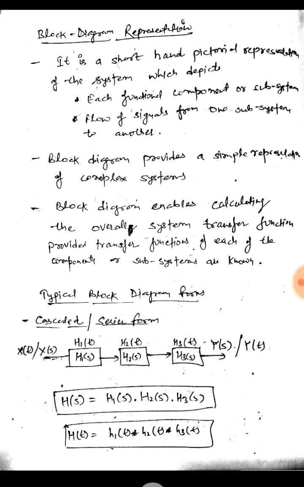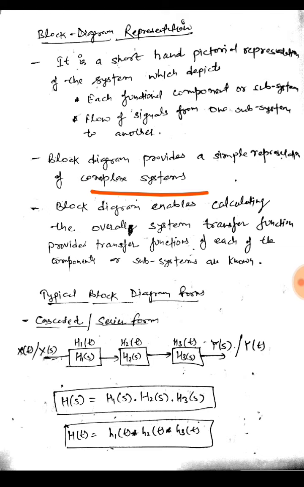So now let's see the block diagram representation of these LTI systems. So what is a block diagram representation? It is a shorthand pictorial representation of the system which depicts each functional component or subsystem. So there can be a feedback component, a multiplicative component or an adder. It will have a number of subsystems, and it will also depict the flow of signals from one subsystem to another.